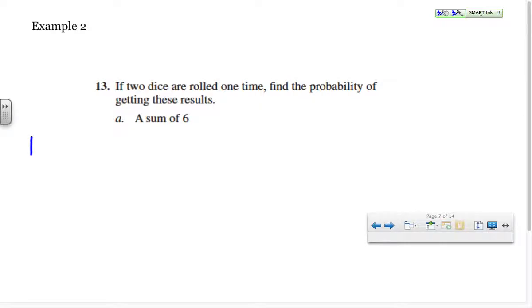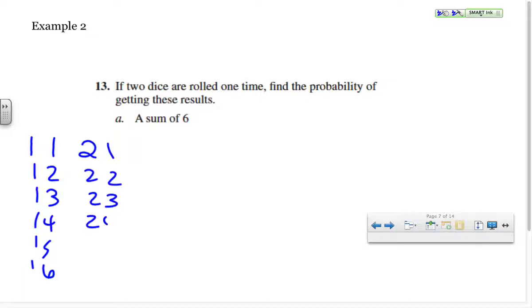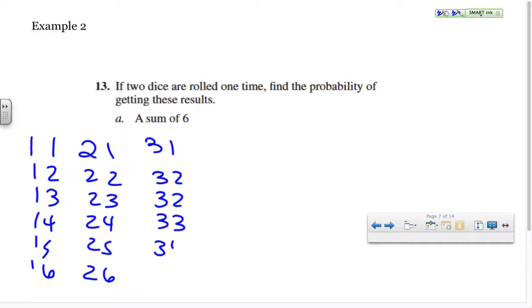So if I can roll 2 dice, I have 1, 1, 1, 2, 1, 3, 1, 4, 1, 5, 1, 6. Now, different die, 2, 1. This is different than 1, 2 because this is the first die being 2. So that counts. 2, 2, 2, 3, 2, 4, 2, 5, 2, 6, 3, 1, 3, 2. Okay, I'm going to be quiet for a minute while I finish writing these down.